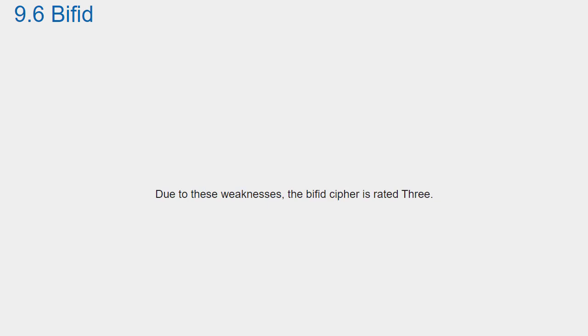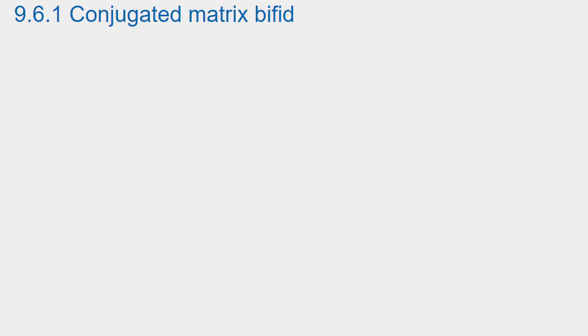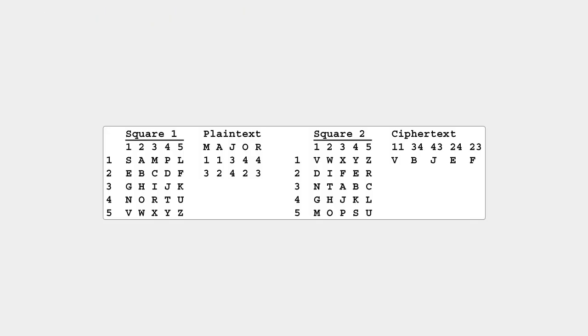Due to these weaknesses, the Bifid cipher is rated 3. Section 9.6.1 Conjugated matrix Bifid. These problems can be eliminated by using a different Polybius square to convert the coordinates back to letters. For example, square 2 yields the ciphertext VBJEF.